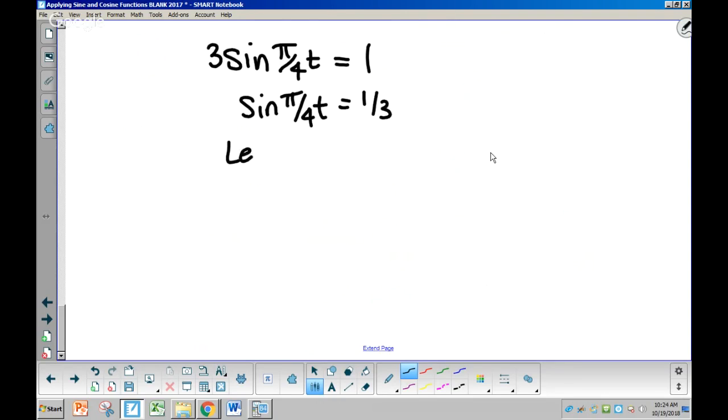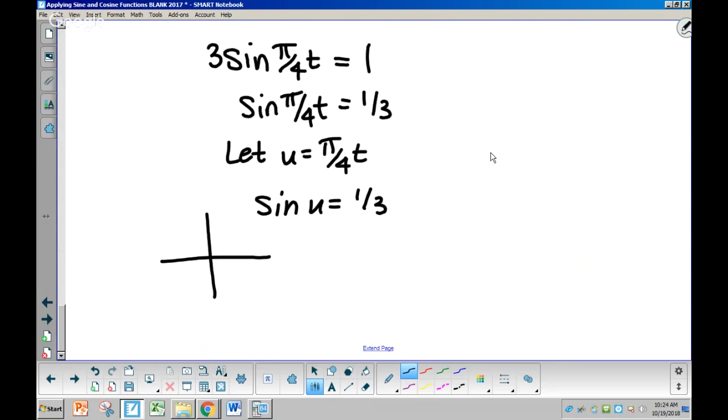So we're going to let u equal pi over 4 t. Oh gosh, equations, right? And then this would be sine of u equals 1/3. In what quadrants is sine positive? 1 and 2. We're going to say it backwards today, 2 and 1. Okay. So alpha equals inverse sine of 1/3. You're going to have to help me with that. I don't know what that is right off the top of my head.